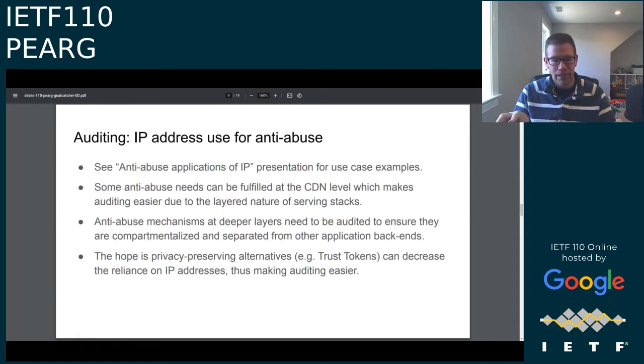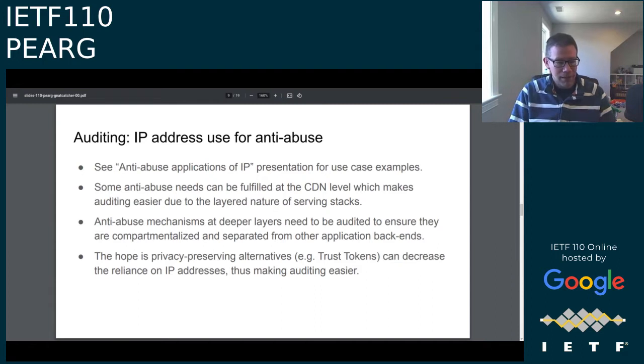There are cases when IP addresses are used for anti-abuse purposes a little deeper into application backends. But the idea is you could hopefully compartmentalize and separate those from the rest of the application backend so that we can still audit that and say, okay, the IP address is not leaking back in, but it is used in these little parts, and those parts are only outputting abuse signals.